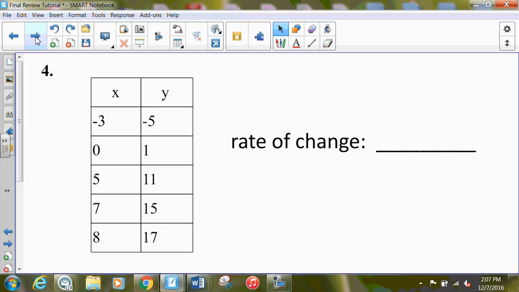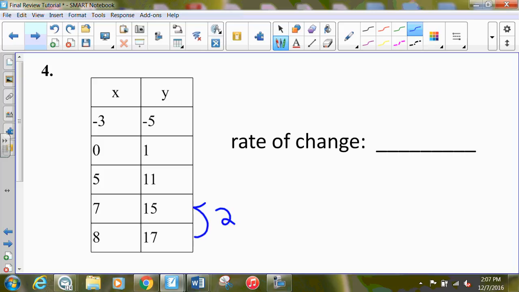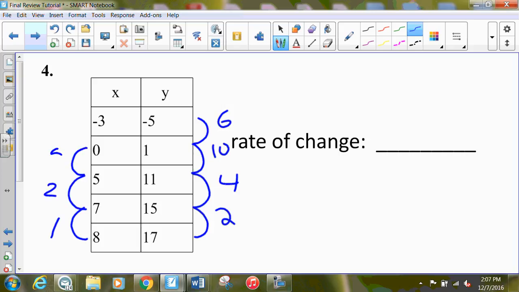All right, so a table, and we're going to go ahead and do the hoops. 17 minus 15 is 2. 15 minus 11 is 4. Ooh, something new. They're different numbers. 11 minus 1, 10. 1 minus a -5 is 6. Okay, so before we stop and say, oh, there's no constant rate of change, we need to look at the x side of the table. So 8 minus 7 is 1. 7 minus 5 is 2. 5 minus 0 is 5. 0 minus -3 is 3.